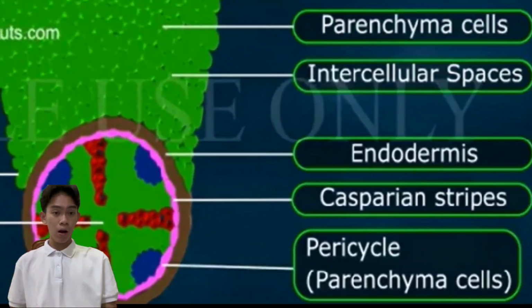Pericycle. Pericycle is the outermost cell layer of the root's vascular tissue, and this is the area that can give rise to lateral roots.